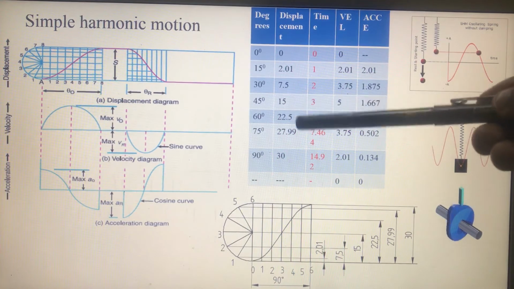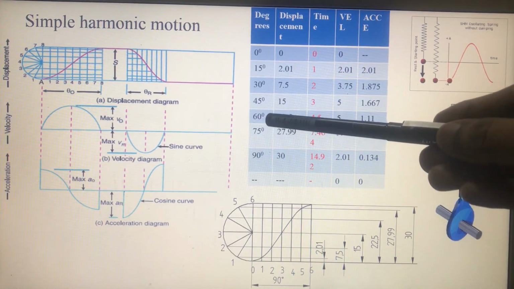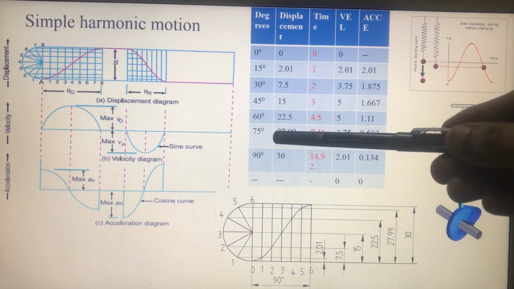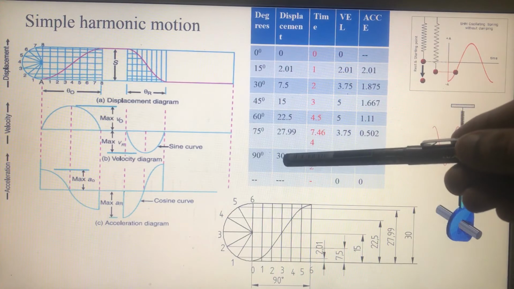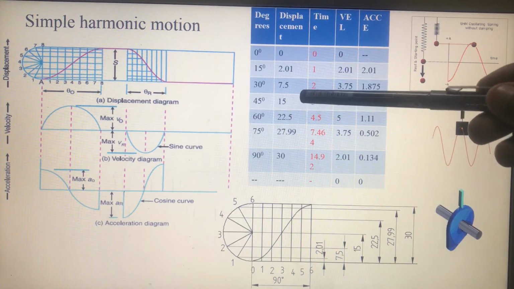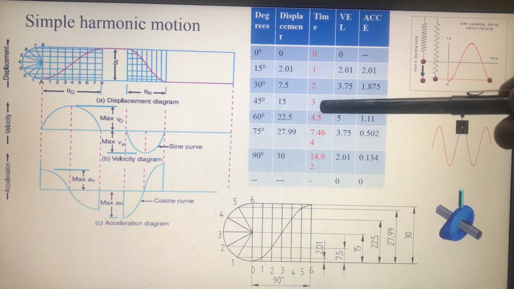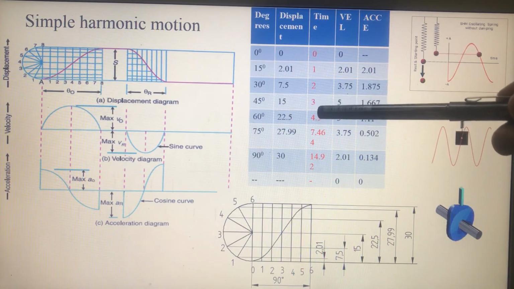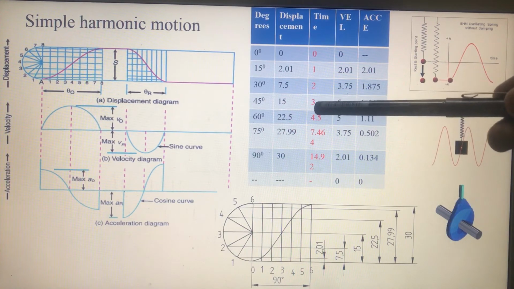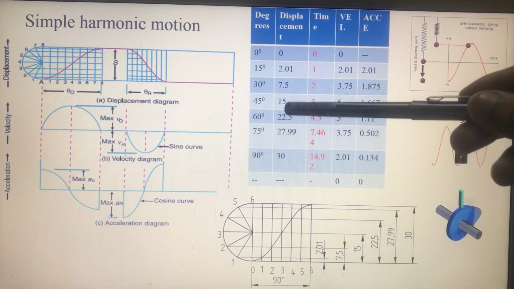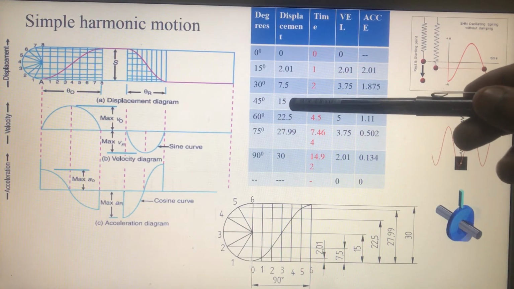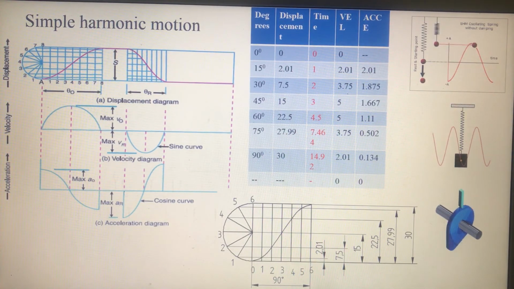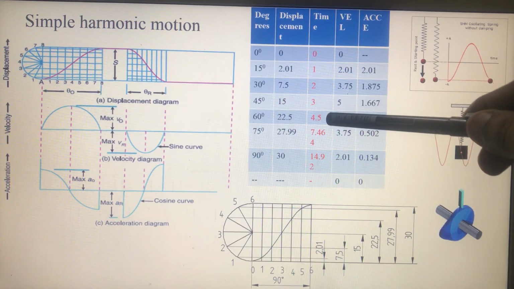In the next half of the cycle, for 60 degree, 22.5 is the lift. For 75 degree it is 27.99, for 90 degree it is 30. We'll consider the displacement for the next 1.5 seconds. You observe here 4.5 minus 3, that is 1.5 seconds. For the next 1.5 seconds, the lift is 22.5 minus 15, you will get 7.5. For the 7.5, it is taking 1.5 seconds.